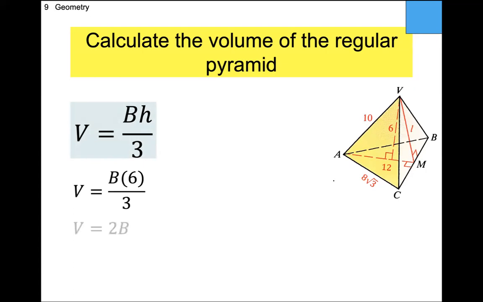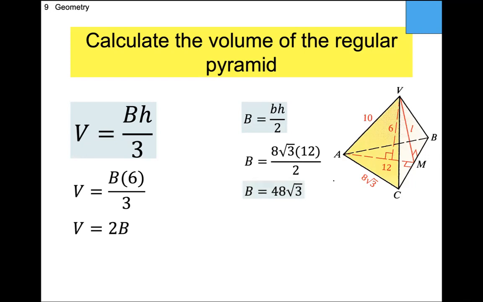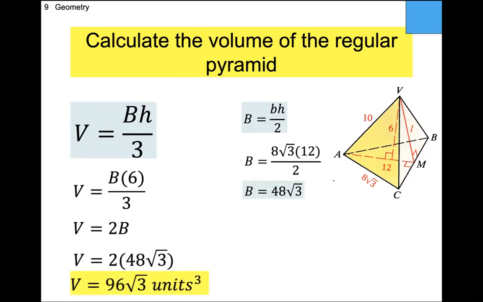So now let's plug in the base area. 6 divided by 3 is 2. So the base area is 8 root 3 times 12 divided by 2. Let's see, 12 divided by 2 is 6, 6 times 8 is 48. So we get 48 root 3. Toss that into my B, so we get 96 root 3. And volume is always in cubic units.